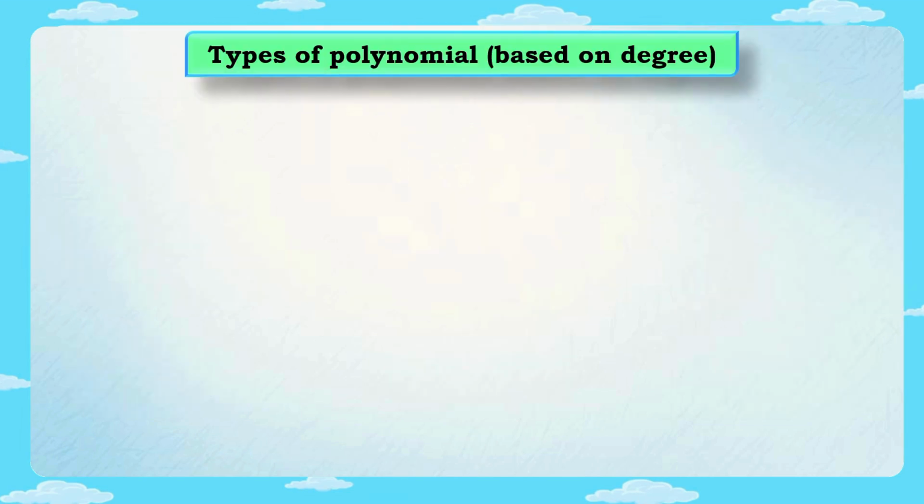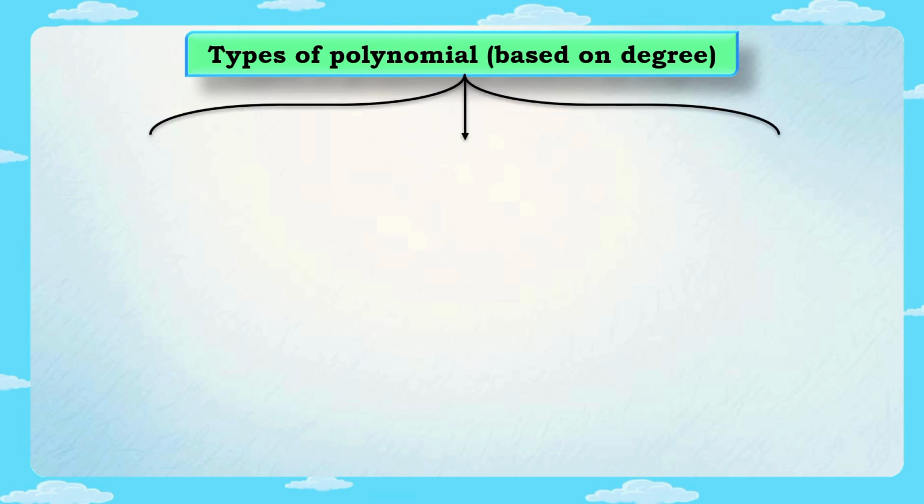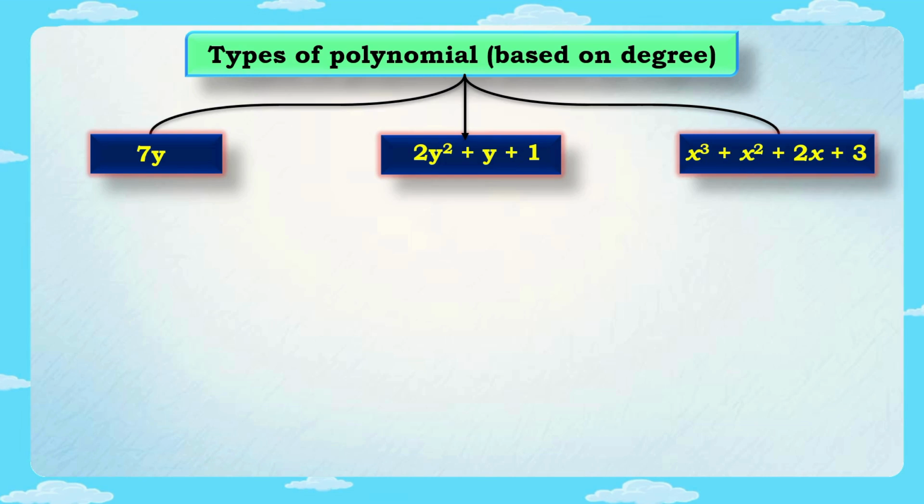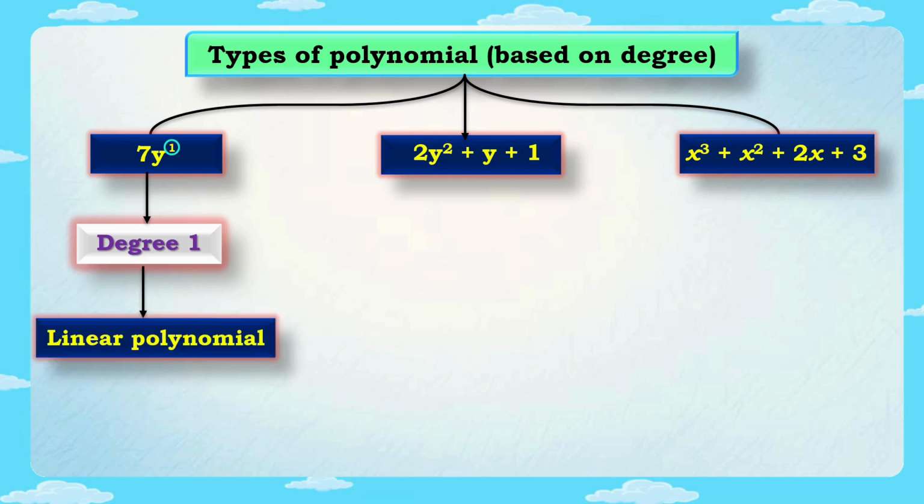In this slide, we are learning about the types of polynomials based on degree. The degree of a polynomial is the highest power of the variable present in the polynomial. Let us understand this with examples. First, look at the expression 7y. Here, the highest power of the variable y is 1. So, the degree of this polynomial is 1. A polynomial of degree 1 is called a linear polynomial.